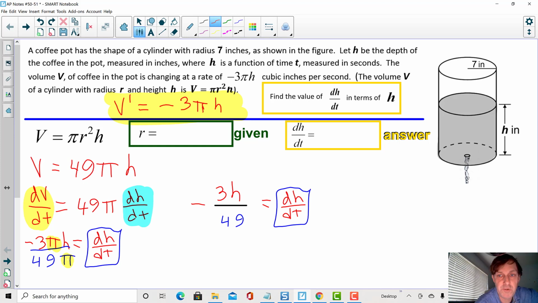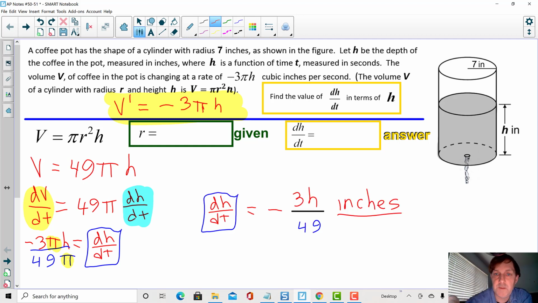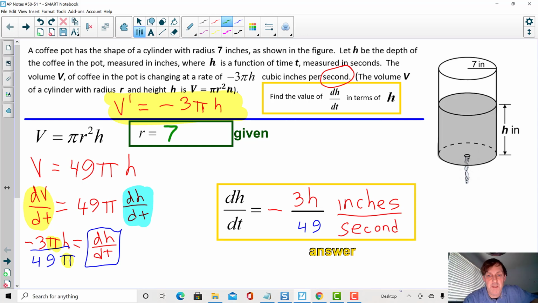Now we do want to include units. H is a length, so it's not going to be like an area where you might have square feet or square inches. It's just a length, so it's just going to be inches. And the time is going to be seconds, because those are the only units used in this problem. So it's just going to be inches per second. Okay, and that's our final answer. H prime equals negative 3h over 49 inches per second. So that's the rate that h is changing as a function of h.